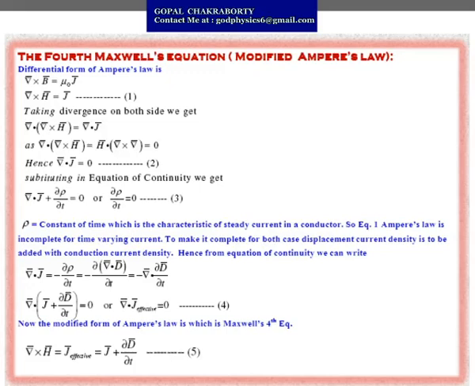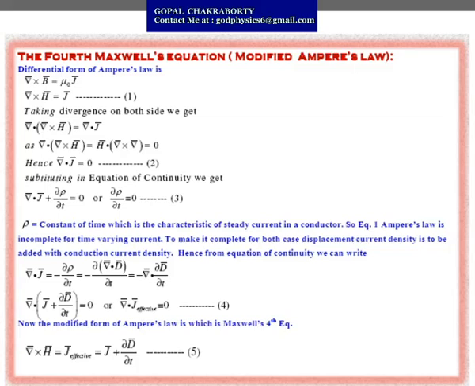So substituting this value, we get del dot J equals del dot (del cross H), that means H dot (del cross del), which will be equal to 0. So ultimately from equation 2 we get del dot J equals 0.